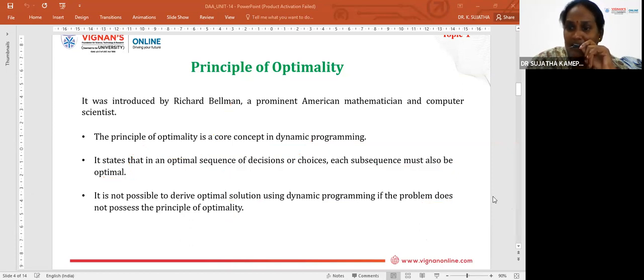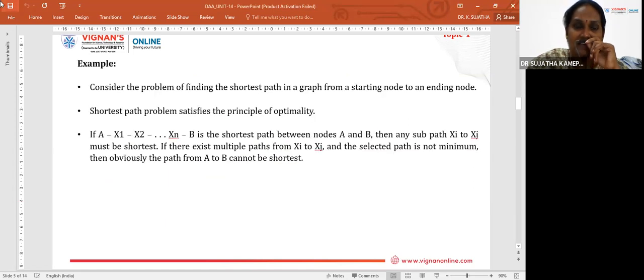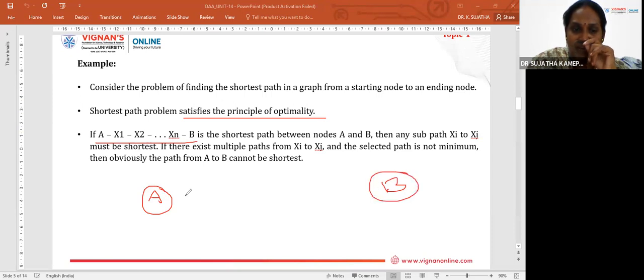Now, for a better understanding of this principle of optimality, let us see an example. Consider the problem of finding the shortest path in a graph from a starting node to an ending node. The shortest path problem always satisfies the principle of optimality. Let us see how. Here we are taking a sequential path which starts at a node A and ends at a node B. I want to find the shortest path between these two nodes.